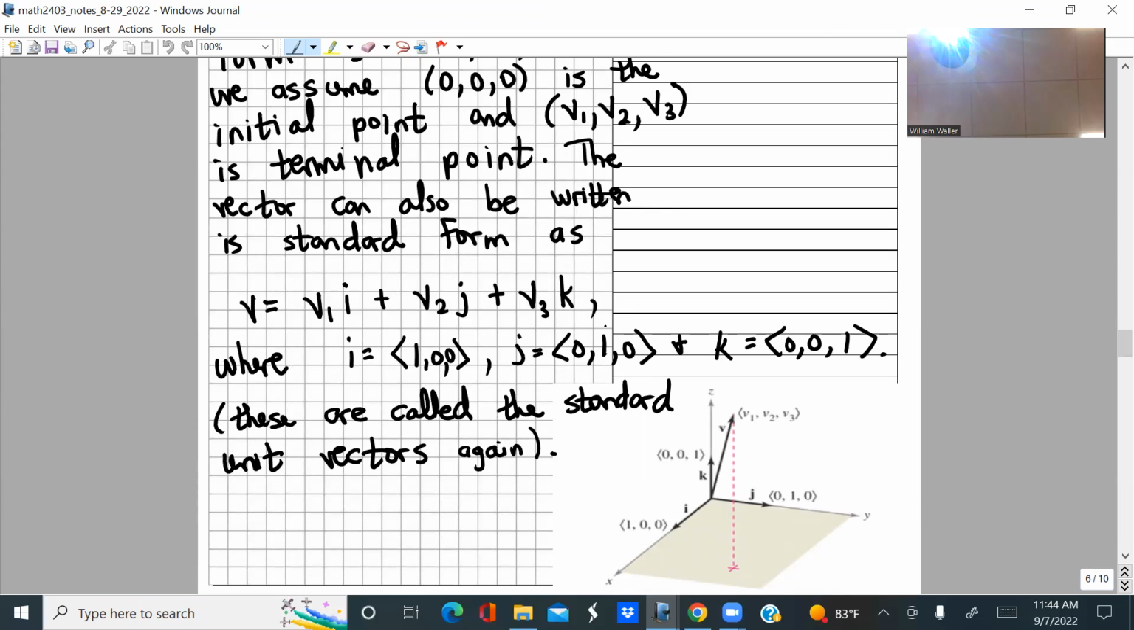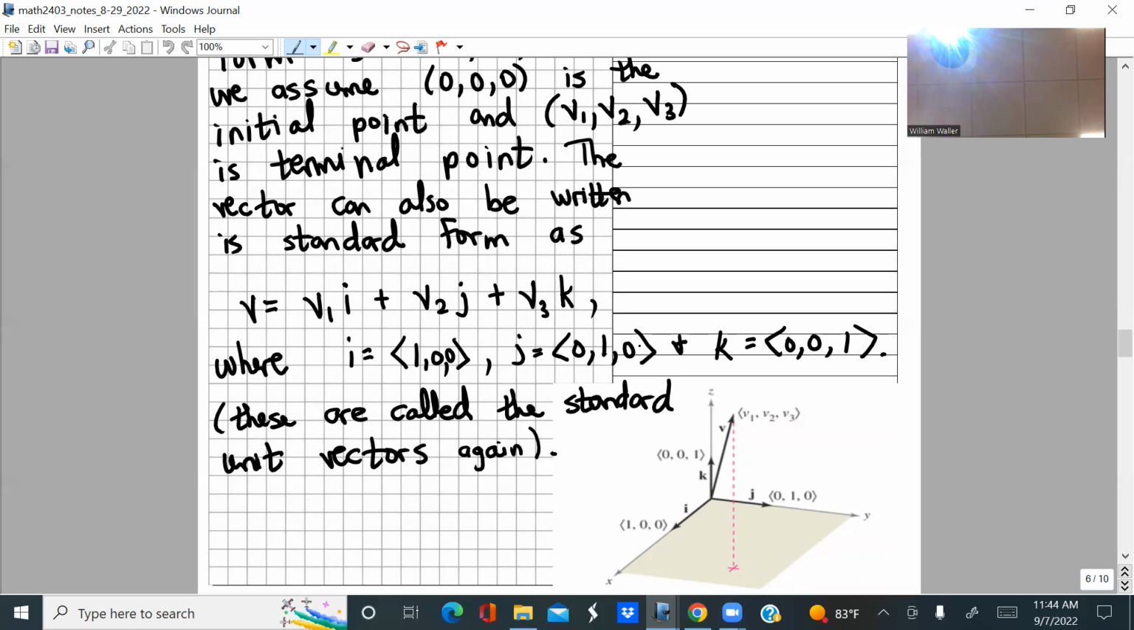And then you can take any vector that's in component form and rewrite it as a combination of these 3 standard unit vectors. This is called standard form versus component form, but it's essentially the same as component form. So keep in mind that vector i is the unit vector along the x-axis, so its component form is 1, 0, 0: 1 on the x-axis, 0 on the y, 0 on the z.